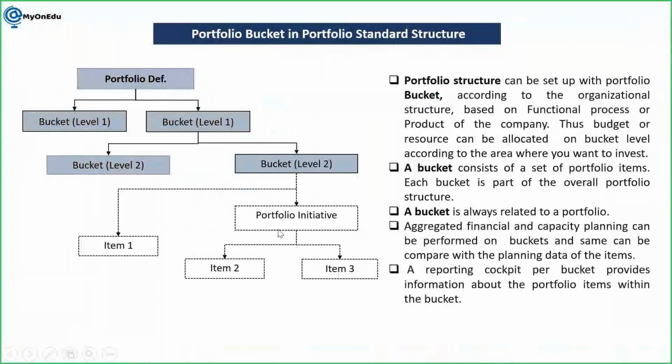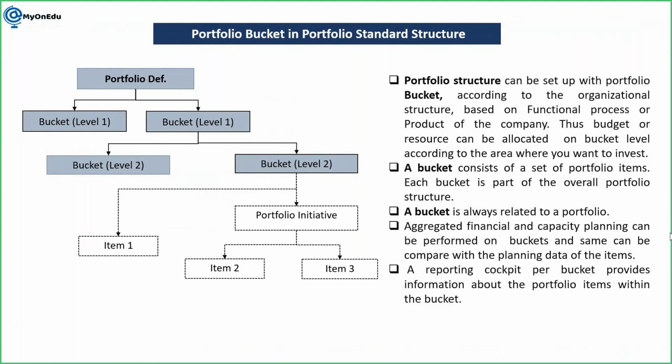Coming back here, the portfolio structure can be set up with portfolio buckets according to the organizational structure, based on the function, process or product of the company. So there are different ways to define this portfolio structure. A bucket consists of a set of portfolio items. Each bucket is a part of the overall portfolio structure. This means a bucket will always be within a portfolio definition. You cannot create an individual bucket alone. A bucket is always related to a portfolio.